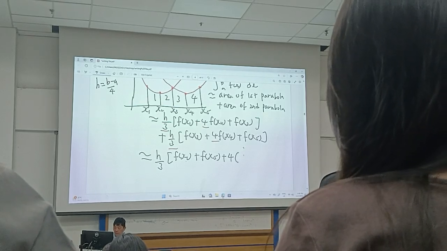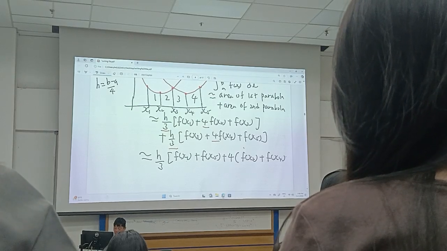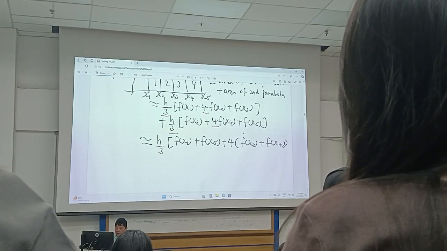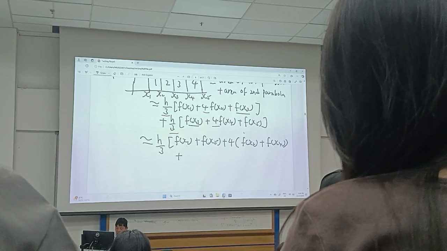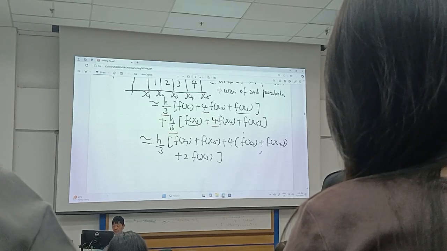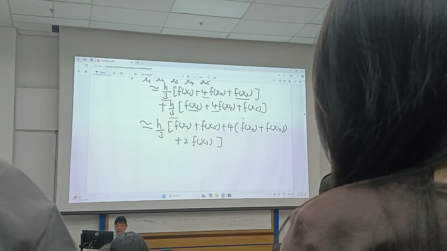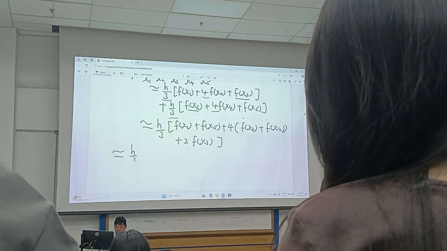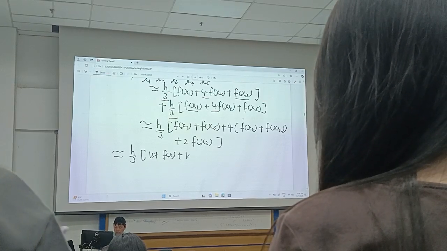So f(x2) plus f(x4). And f(x3) how many? Yeah, 2, right? 2 times f(x3). So basically this is the formula for Simpson. Okay, this is the formula. To be easier to remember, I write down first f(x1) plus the last one.